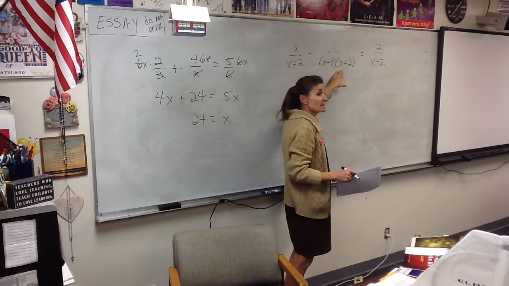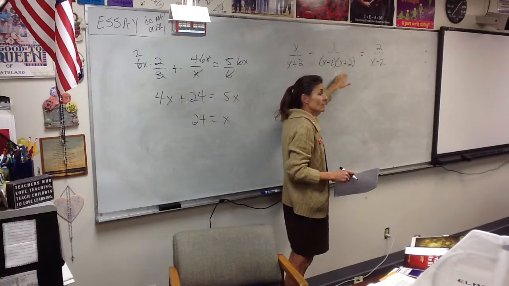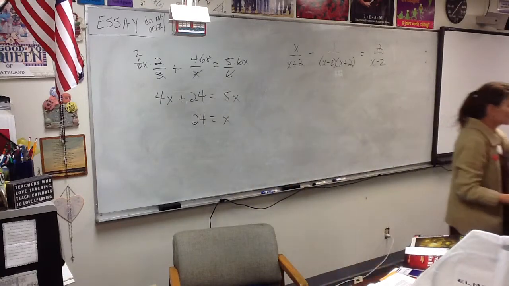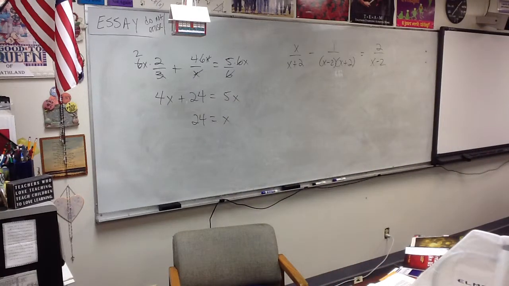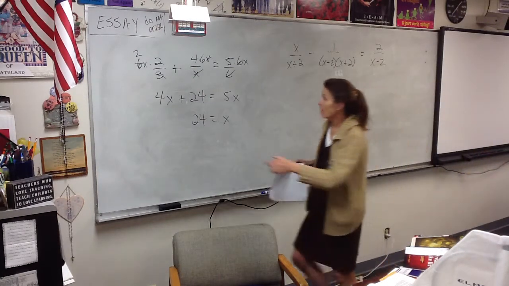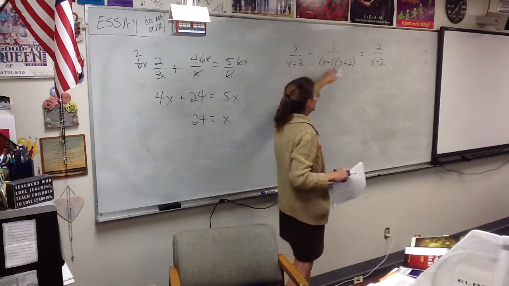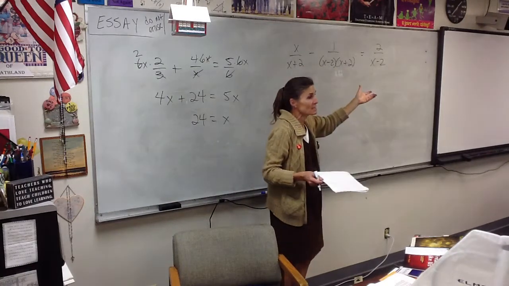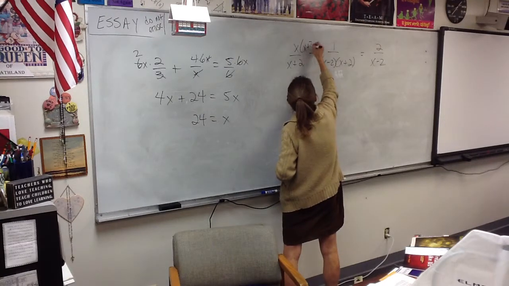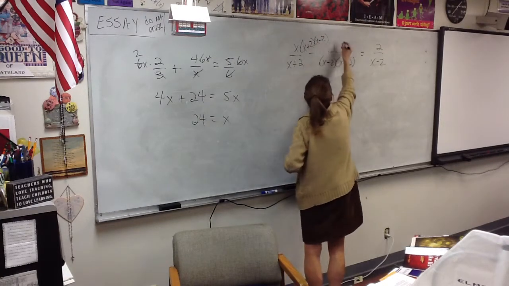x plus 2, x minus 2. Now this is just like the last one, you guys. Your job is to figure out what we need to multiply by that will cancel out x plus 2 and x minus 2. Well, that's pretty easy, isn't it? We're going to multiply by x plus 2 and x minus 2.